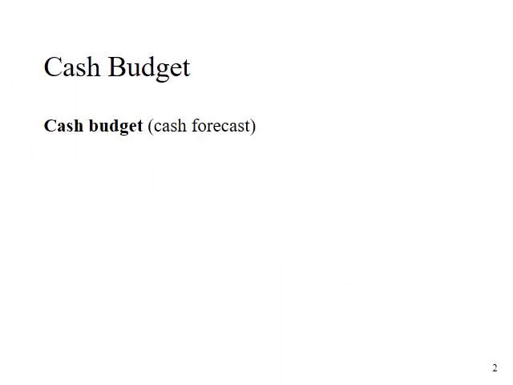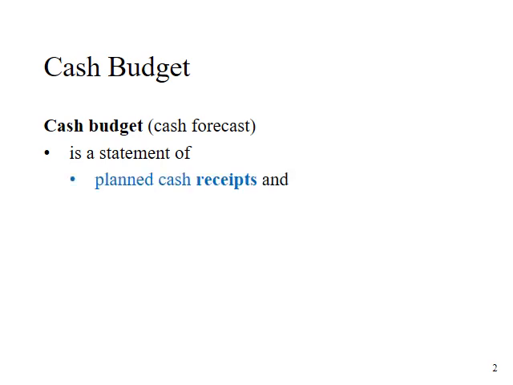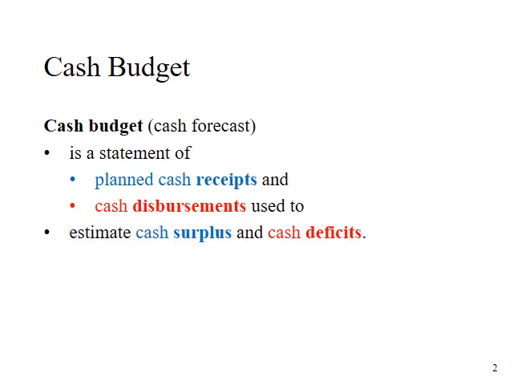Cash budget is a statement of planned cash receipts and cash disbursements used to estimate cash surplus and cash deficit.